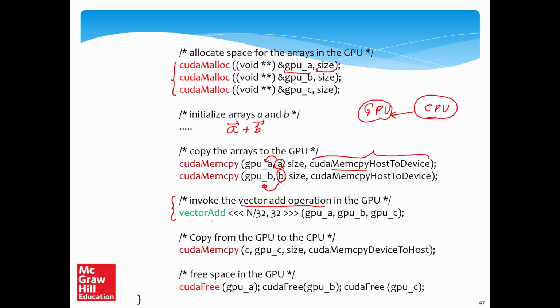So we invoke the vector add operation, and the way it is invoked is something like this. So vectorAdd is the name of the operation, right? So it's the function. But the way that the function is called is somewhat different. It's a special way of calling the function. Within these 3 less thans and these 3 greater thans, we are specifying the number of threads in a block and the number of blocks in the grid.